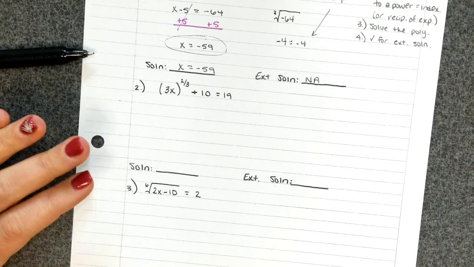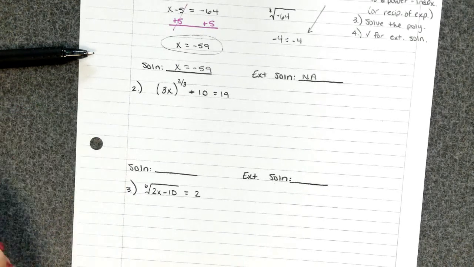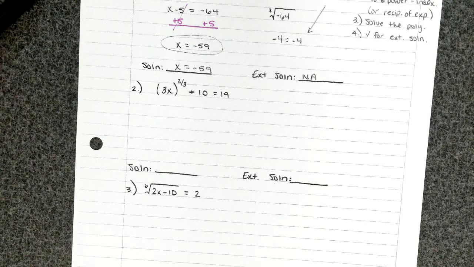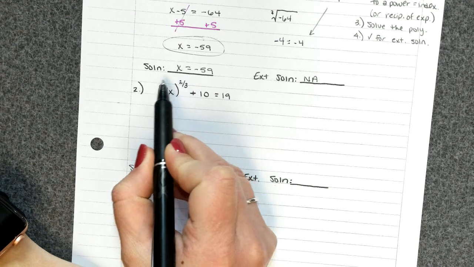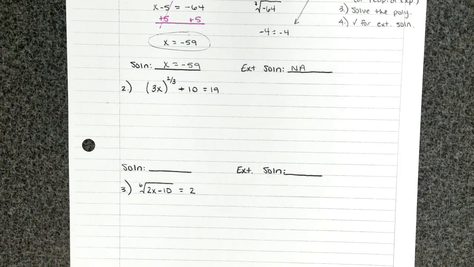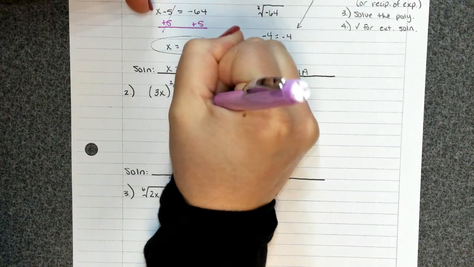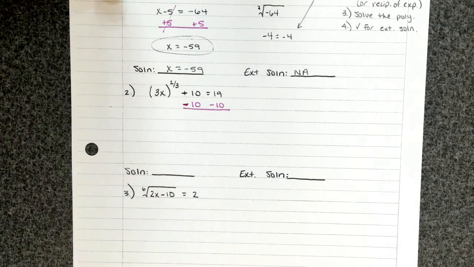Number 2, what's the first thing I'm going to do? Isolate the radical, yep. And here, even though you can't see a radical symbol, the exponent says this is a radical because that exponent is a fraction. So how are we going to get that radical alone then? Subtract the 10 from both sides.